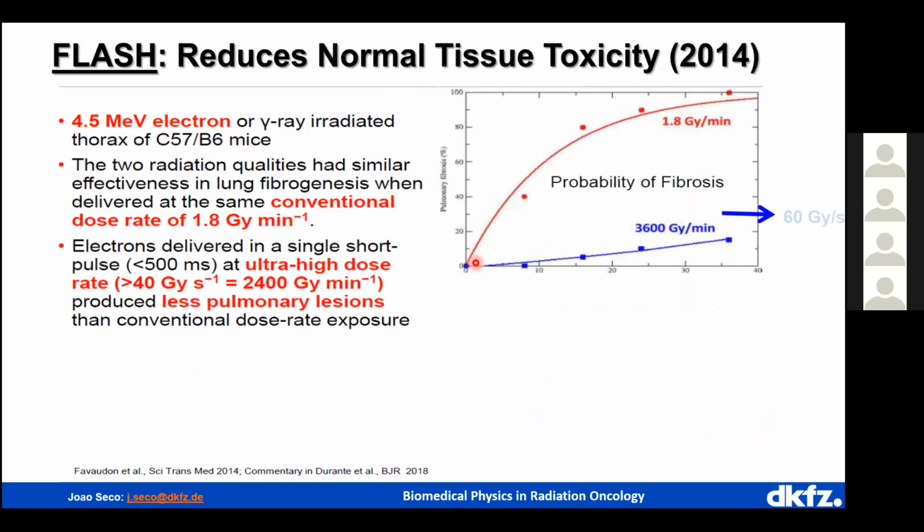So the red curve represents your standard lung treatment with 1 gray per minute. The blue curve represents the same mouse, but receiving 3,600 gray per minute. So that's basically 40 gray per second. And that's a huge difference. And on the vertical axis is pulmonary fibrosis. That means that the lung has a huge side effect, which is the fibrosis effect produced by radiation.